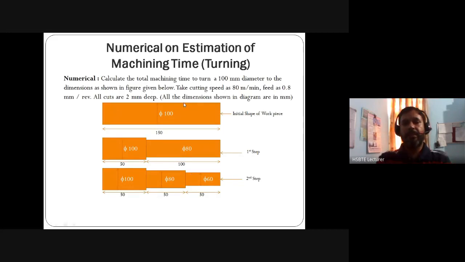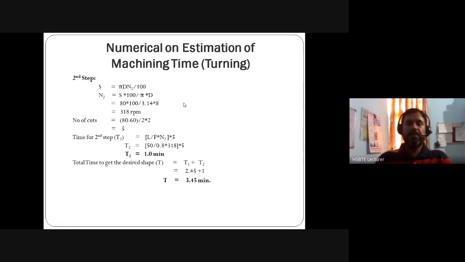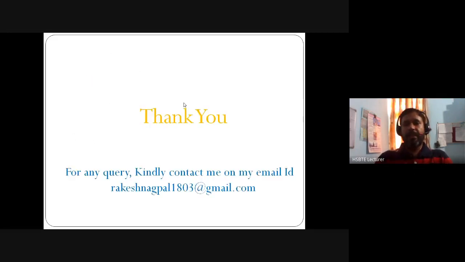After calculating this machining time, we will calculate the machining cost, which will be further used for calculating the production cost. So in this numerical, we have discussed how we can calculate the machining time in turning operations.